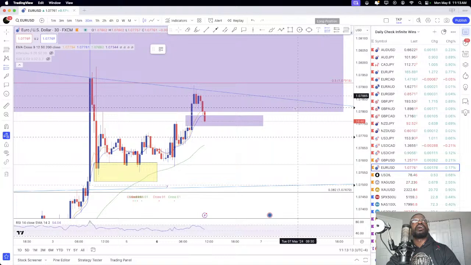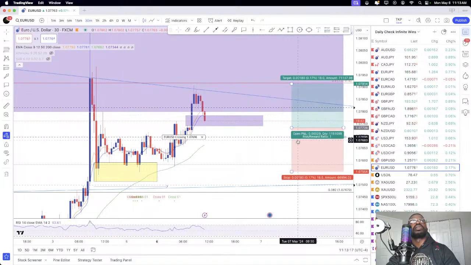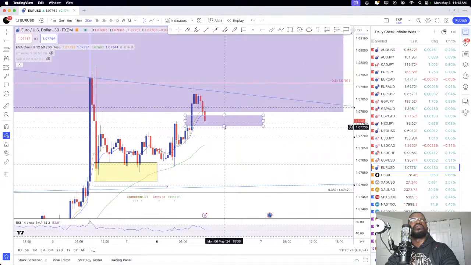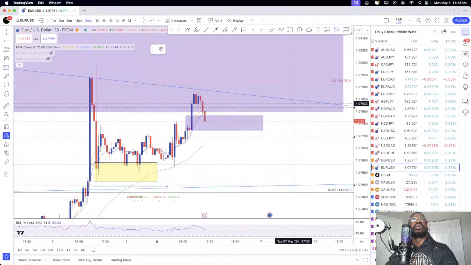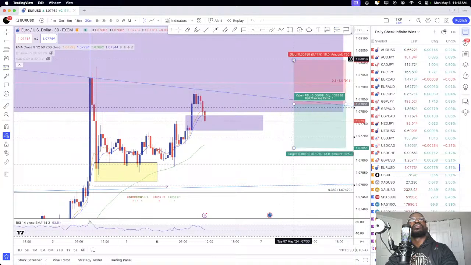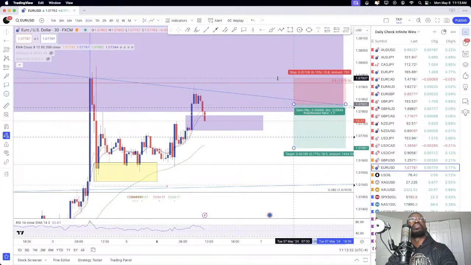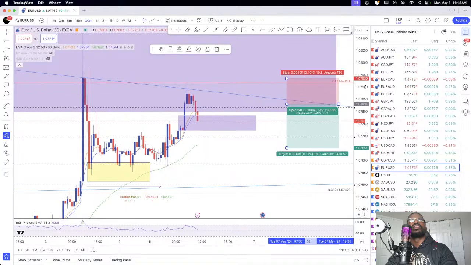I want to test out a Euro USD sell. I'm sorry, a Euro USD sell. We're just looking for a buy from this area to retest the highs.